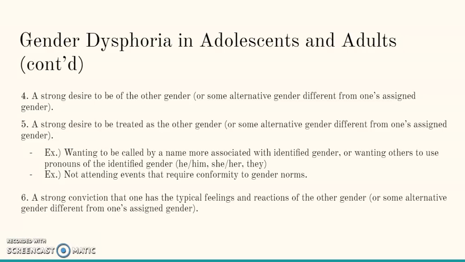The fourth is a strong desire to be of the other gender. The fifth is a strong desire to be treated as the other gender. So for instance, the person is wanting to be called by a name more associated with the identified gender, or wanting others to use pronouns of the identified gender, such as he and him, she and her, or they. Some people may not attend functions that enforce gender norms, such as high school proms or other professional events. And the sixth is a strong conviction that one has the typical feelings and reactions of the other gender.